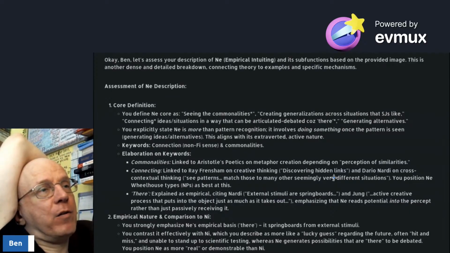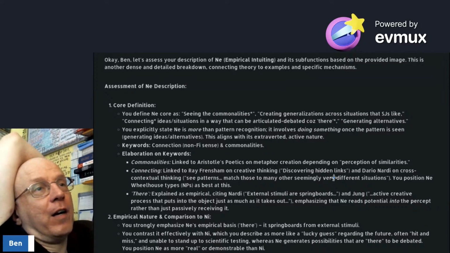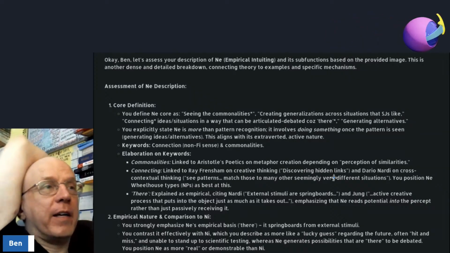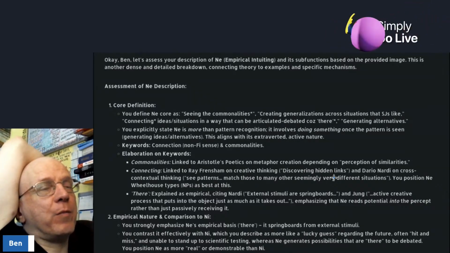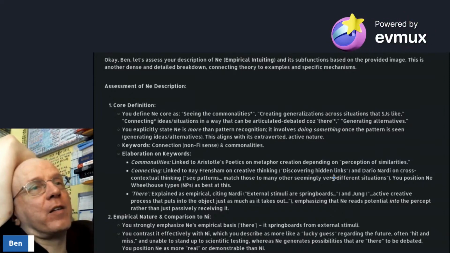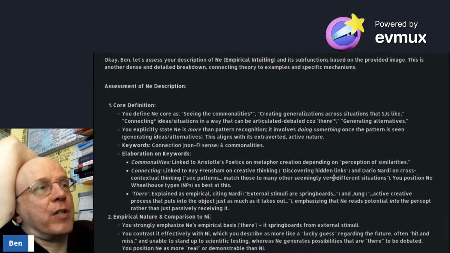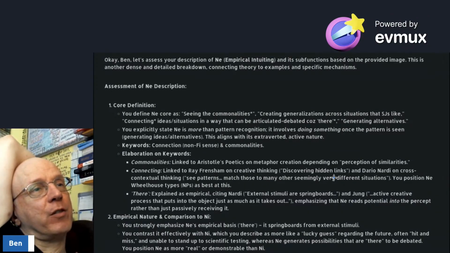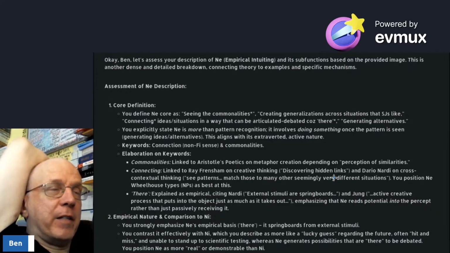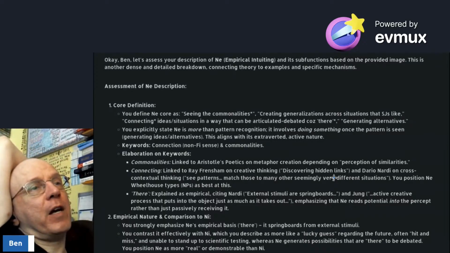You define Ne core as seeing the commonalities. There's an asterisk on there. Creating generalizations across situations that SJs like. Connecting ideas, situations in a way that can be articulated, debated, because they're generating alternatives. You explicitly state Ne is more than pattern recognition. It involves doing something once the pattern is seen, generating ideas, alternatives. This aligns with its extroverted active nature. Keywords: connection, non-Fi sense, and commonalities.